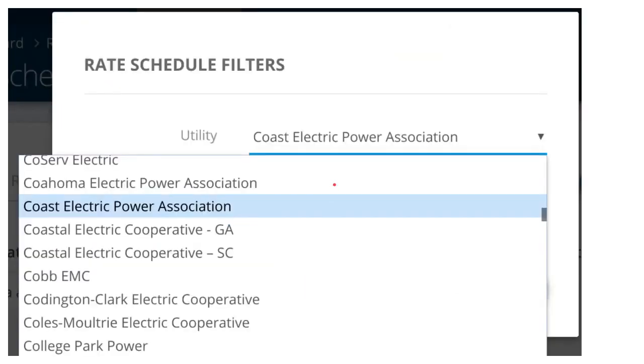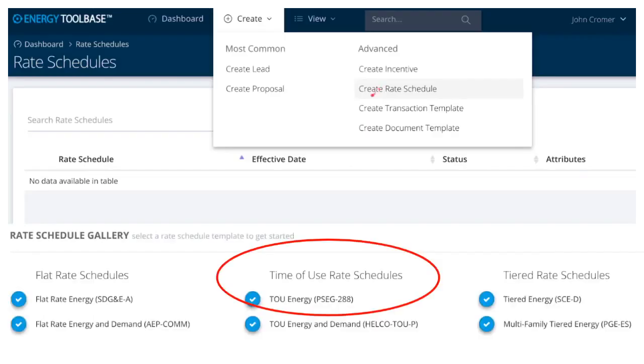So EnergyToolBase even has my little electric cooperative in coastal Mississippi in their rate database. What they have found is, despite all the utility rate tools that are out there, the most accurate way to model rates is to open up every single one in the entire United States and program it into a database. It's not a perfect process, but a company whose job it is to keep track of that stuff is going to do it a little bit better than what you can do on your own. And for the most part, it works great.